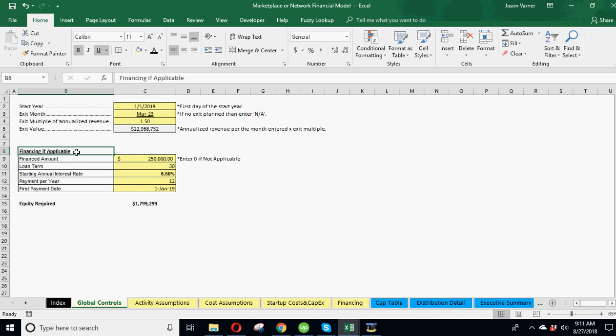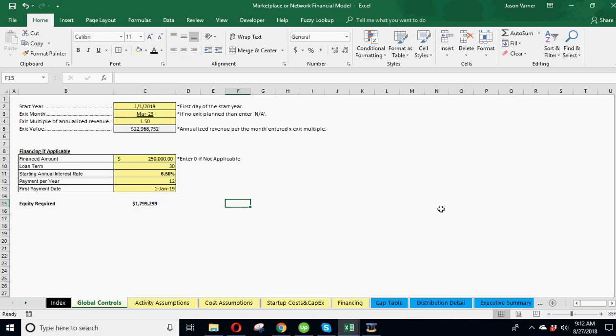Then we've got financing, if applicable. So if you want to take out a loan, you could decide the month you're going to do that and all the terms, and that'll flow through to a debt amortization schedule dynamically, and flow through to all the financial detail tabs.